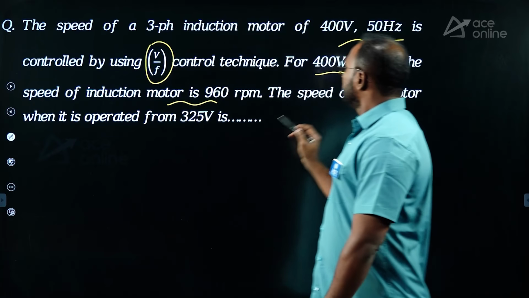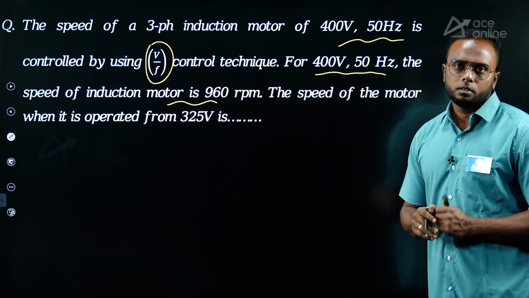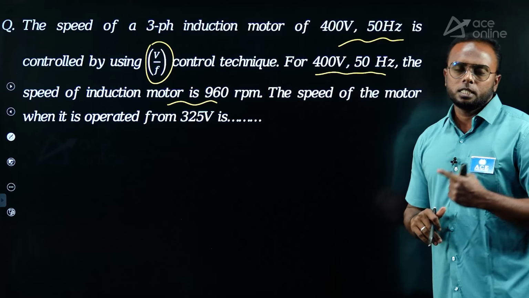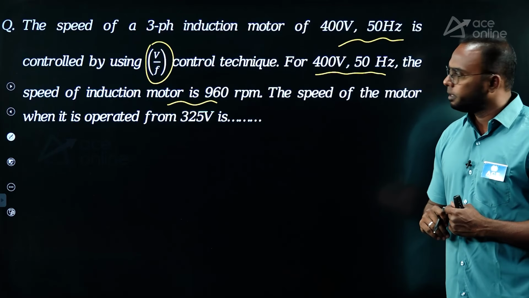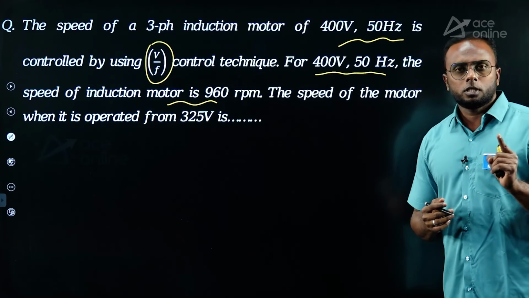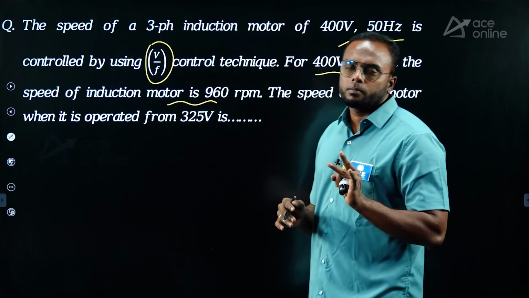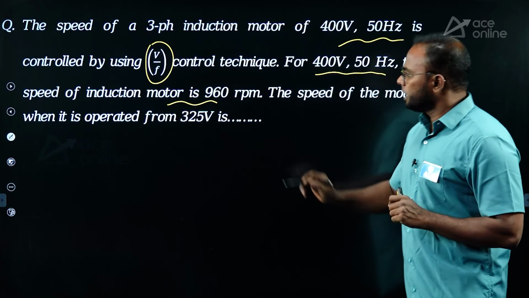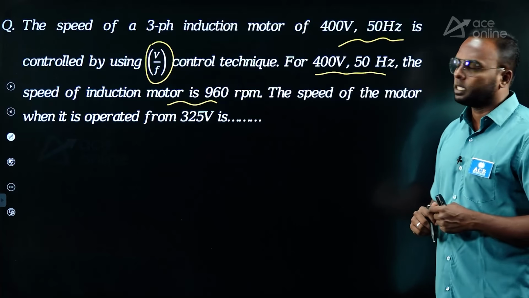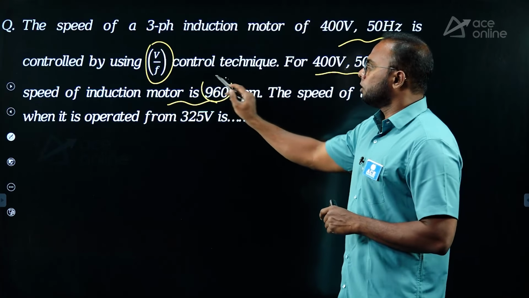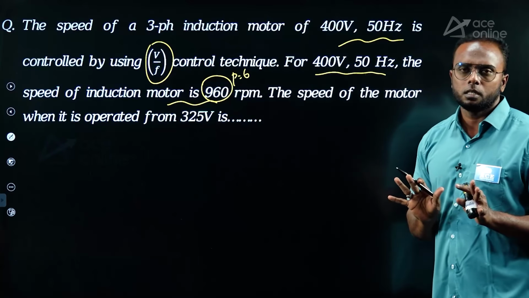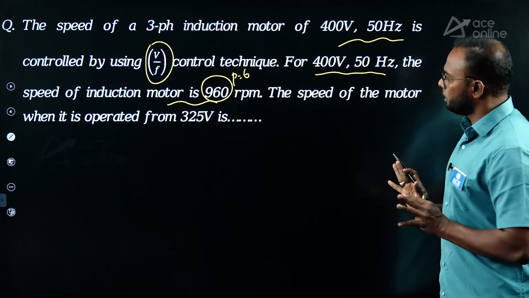For 400 volt 50 hertz, the speed of the induction motor is 960, but poles are not given. So you have to consider poles here. How many poles? Always induction motors rotate near to synchronous speed. So for the 6 pole case, what is the synchronous speed? 1000. So it is nearest to that, no? That's why it is rotating at 960 rpm, means the poles are 6 indirectly here. Poles are fixed, poles will never change. Only voltage and frequency are changing in this method.